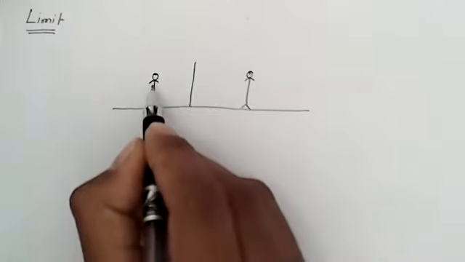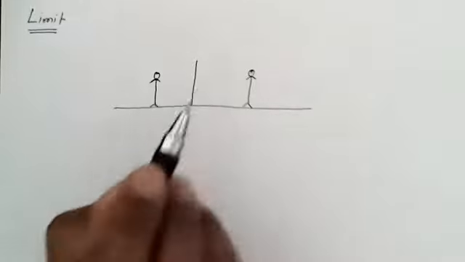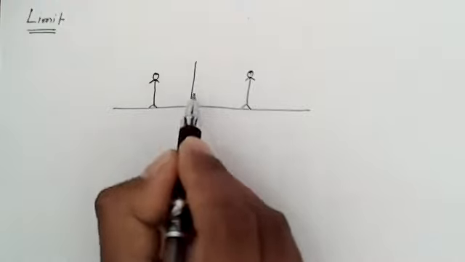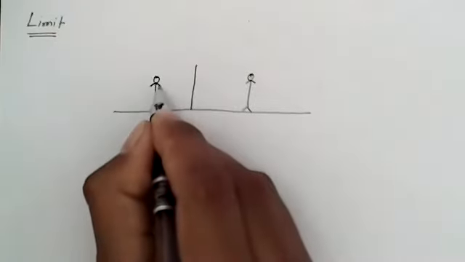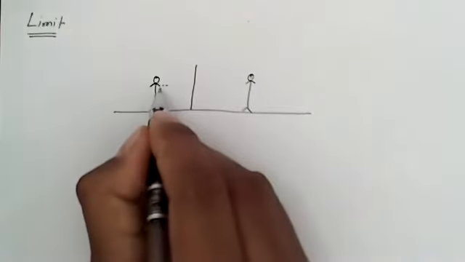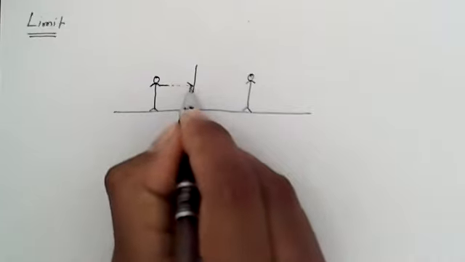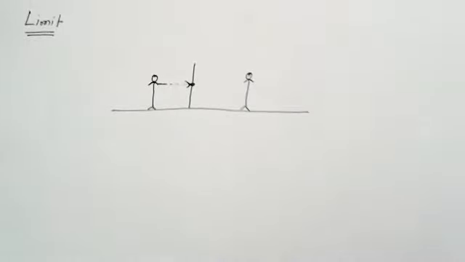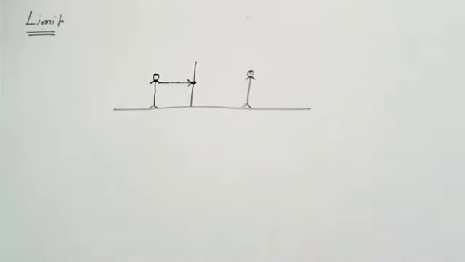First, I told this one: go and approach the wall. What is my command? Approach this wall and touch this wall at some point. Then what can he do? He can approach this wall like this, and touch at some point. He's approaching this wall and touching at this point of the wall.